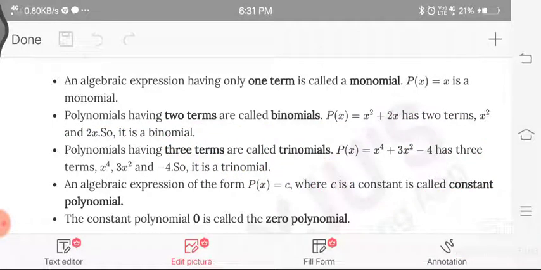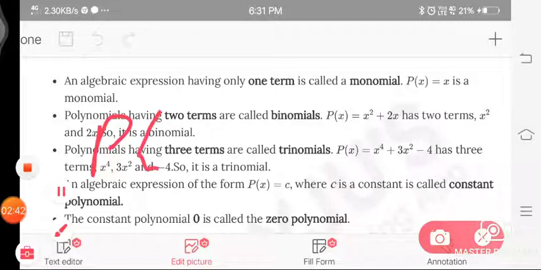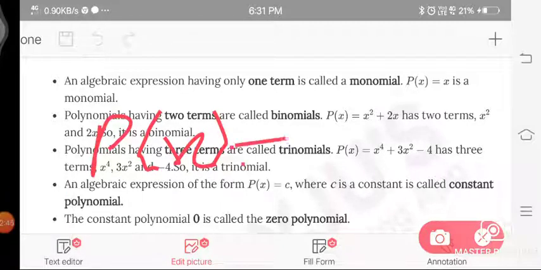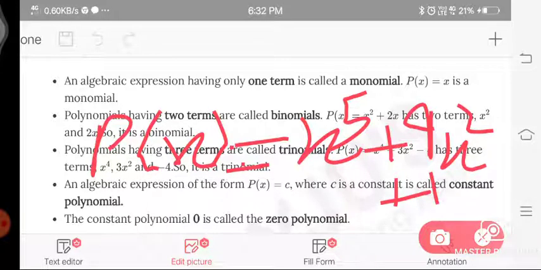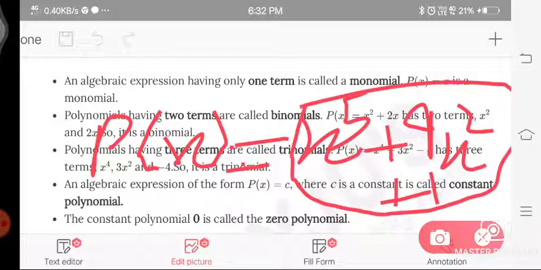Third, trinomial. What is a trinomial? A polynomial having three terms is called a trinomial. Like p(x) = x^5 + 9x^2 + 1. This algebraic expression has three terms and has the variable. So this is a trinomial.